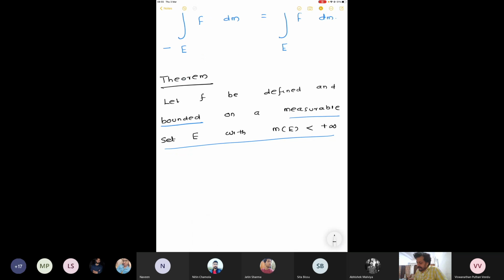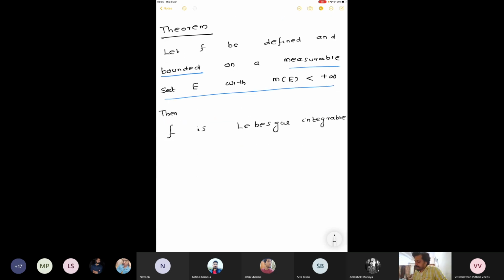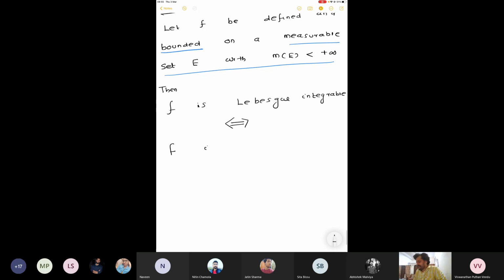Then the theorem says the following. Then f is Lebesgue integrable, meaning the upper Lebesgue integral coincides with the lower Lebesgue integral. Meaning whether you are underestimating with step functions or overestimating by integrating simple functions, the answer is immaterial. That will happen if and only if f is measurable. See, the nice condition.